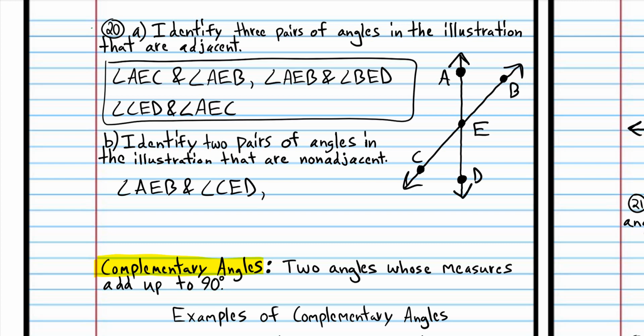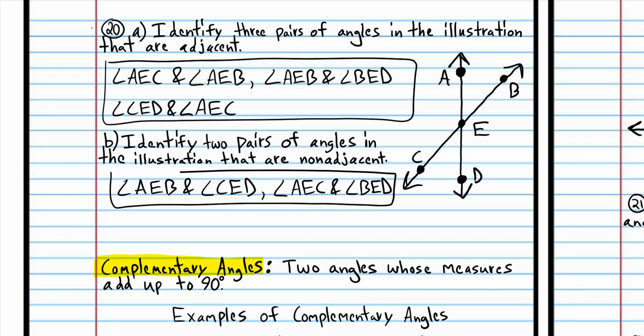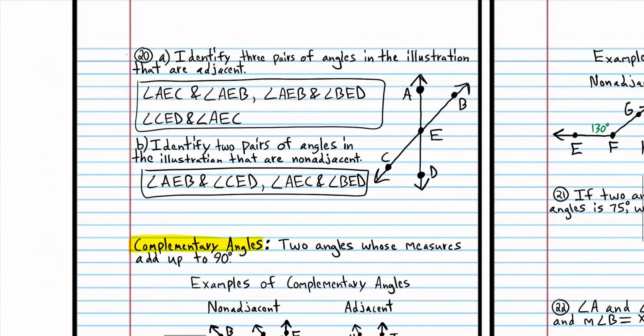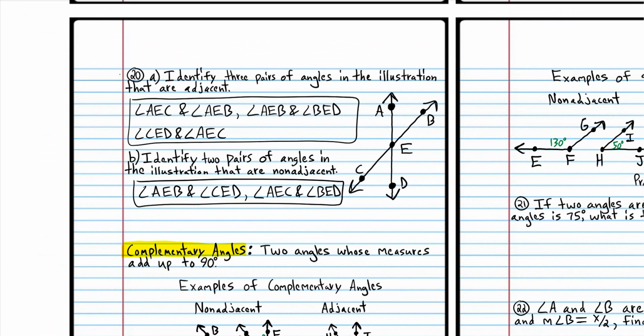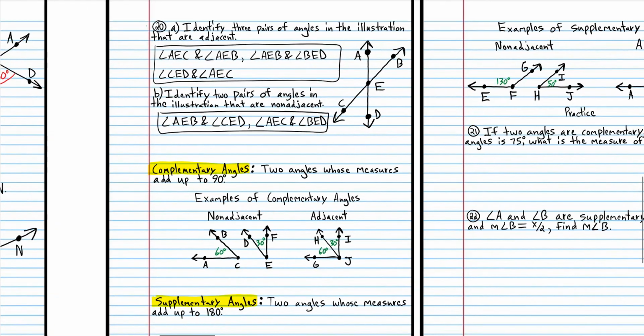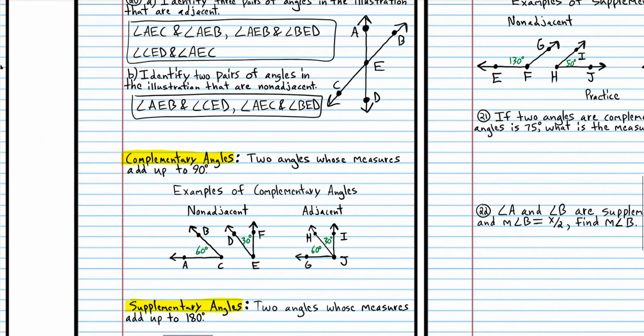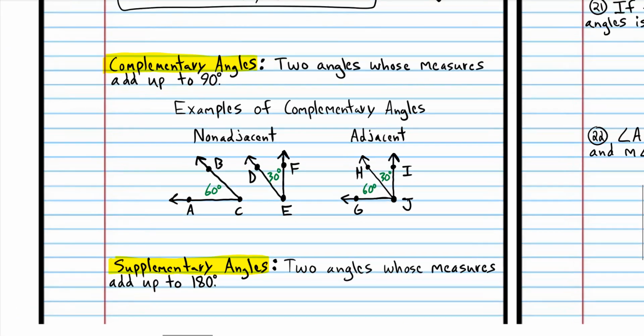But we can also say angle AEC and angle BED. So if you got those answers, excellent. Those are actually the only two options for non-adjacent angles in that particular picture. Okay, now let's move on to complementary angles.